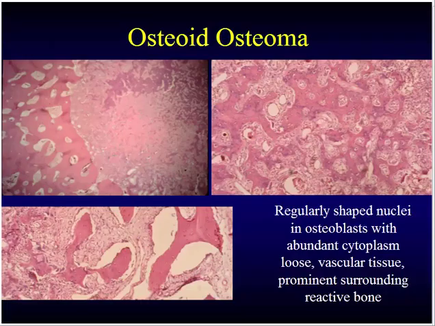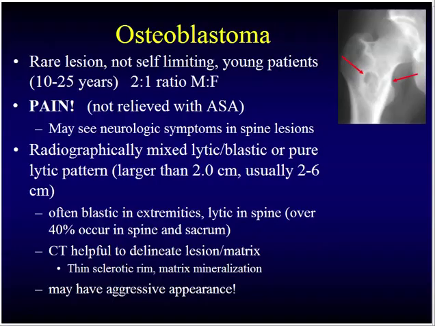So here's a larger photo, Mike. Regular shaped nuclei, okay, osteoblasts with abundant cytoplasm, loose vascular tissue, prominent surrounding reactive bone. So here's the reactive bone, all right, and here's our cells, and here's this woven bone inside. Osteoid osteoma. All right, that one's an easy one.